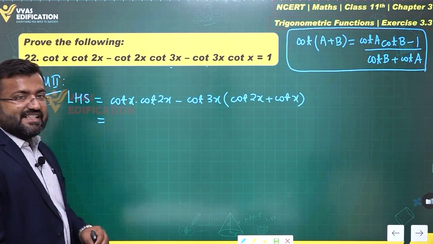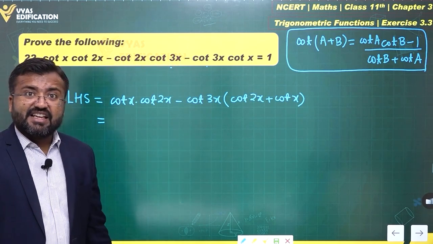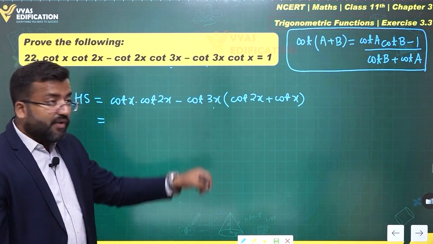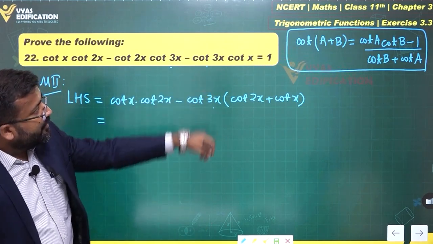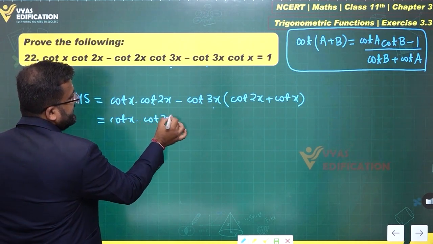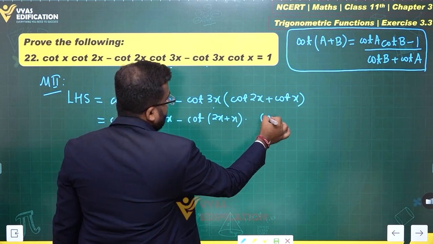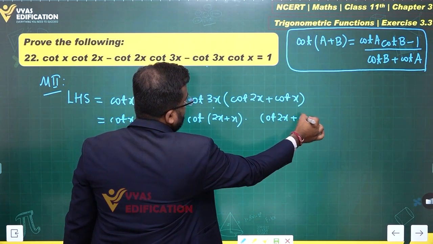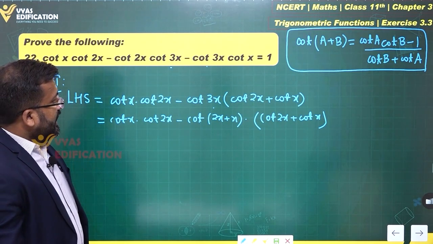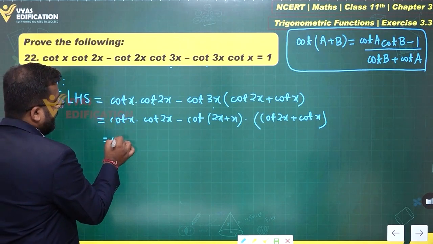What do we have in the LHS? LHS is cot x times cot 2x. I want to write this cot 3x as cot of 2x plus x. This 3x can be written as 2x plus x, and then I want to apply that formula. As it is, minus this is cot of 2x plus x times cot 3x. Okay, this is what we have. And let's apply cot 2x plus x. What does that give me?